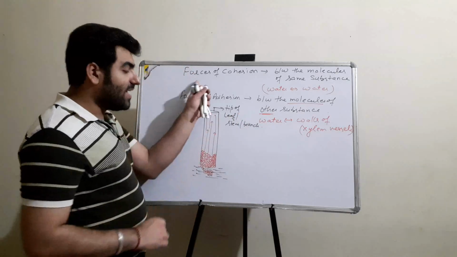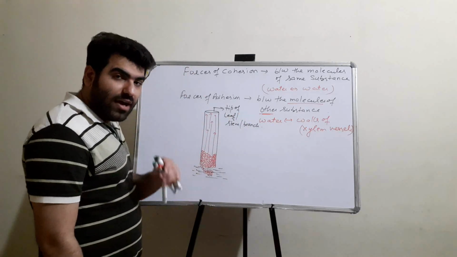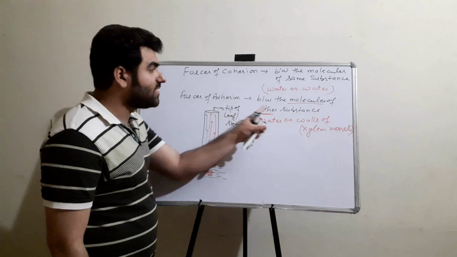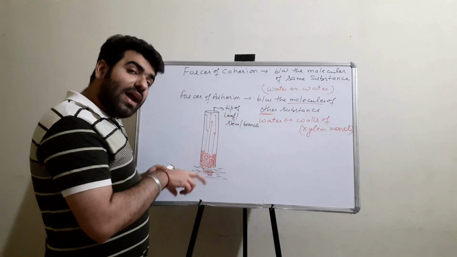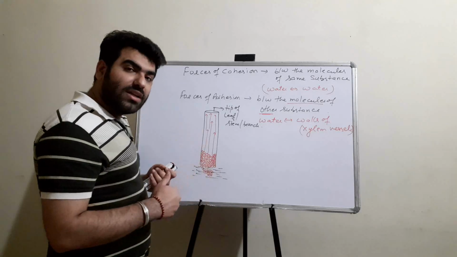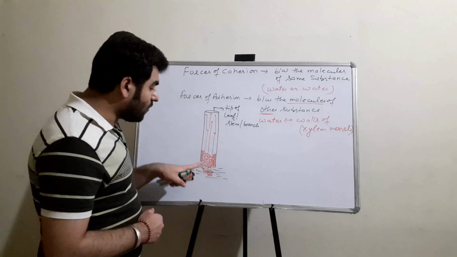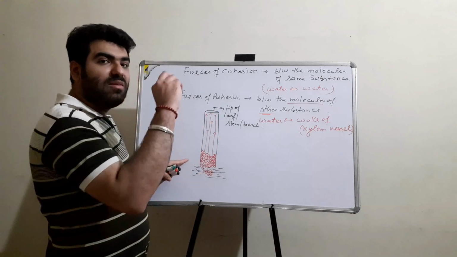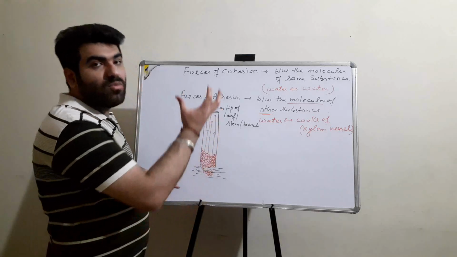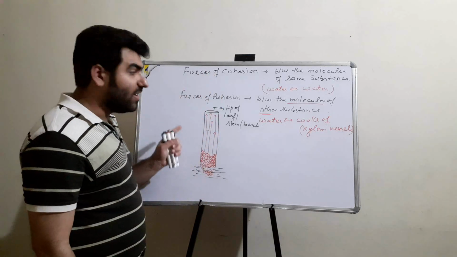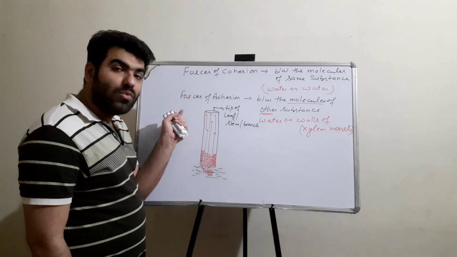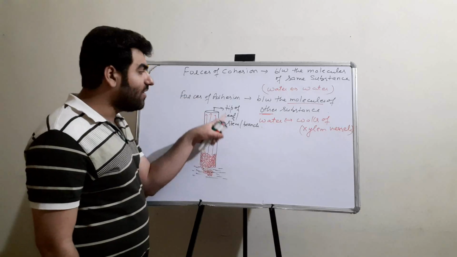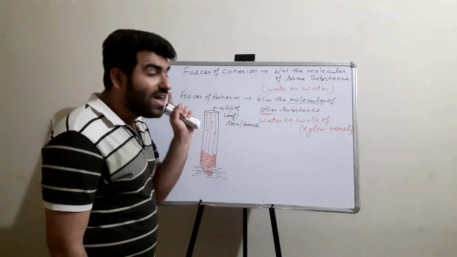So cohesion is between water and water. If one water molecule is stuck to the xylem vessel, it will pull the other water molecule, and that water molecule will pull the next water molecule. Due to the suction force, this one water molecule will move up and all the water molecules will follow that upward movement. As a result, all the molecules of water will move upward and the water will reach the tip of the leaf, stem or branch.